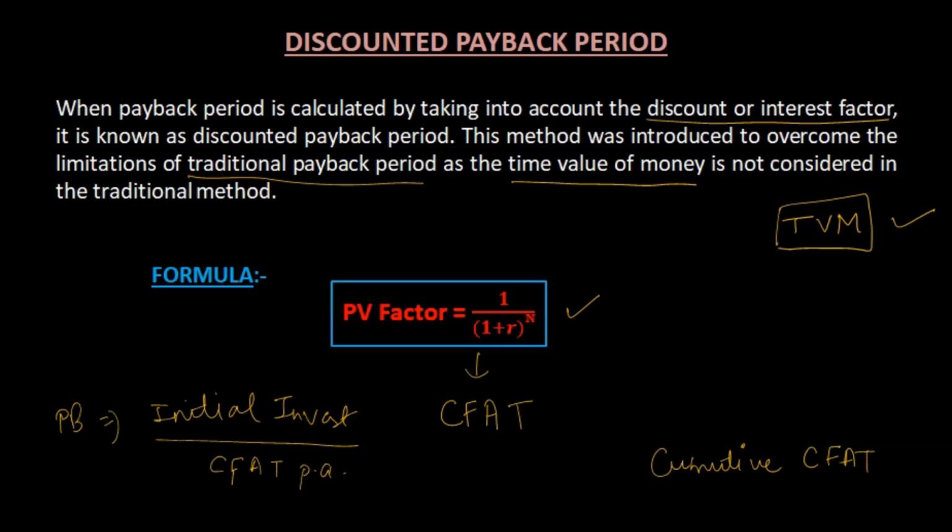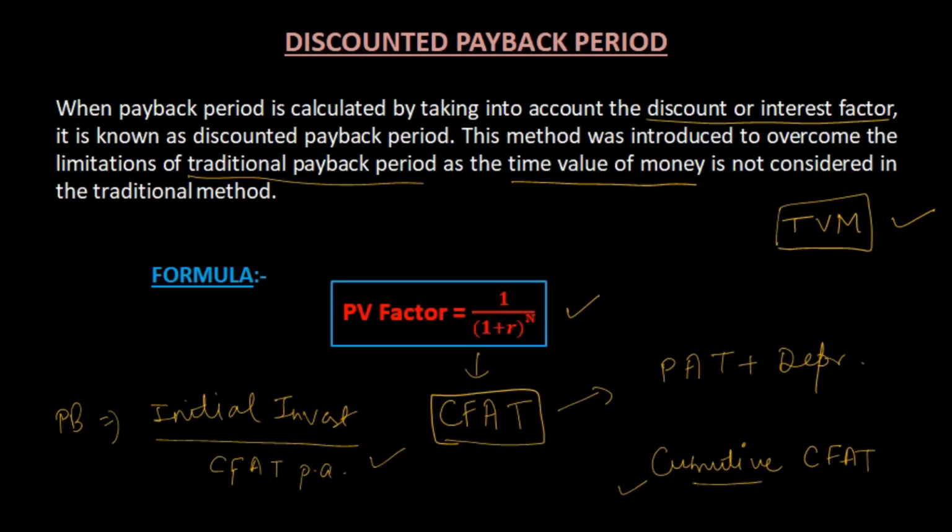When it is uniform, then we will use the formula, and when it is not uniform, we will use this cumulative CFAT approach. So only one change will be there. CFAT also, you know, whether it is given in the question or not given in the question, how to find it out. CFAT we'll find out, we'll take profit after tax and then add the depreciation in it. Simply the profits which will be given in the question, we have to see two things, depreciation and tax. If it is not deducted, we have to deduct from the profits depreciation and then tax and then add the depreciation. These three steps only to find out CFAT.